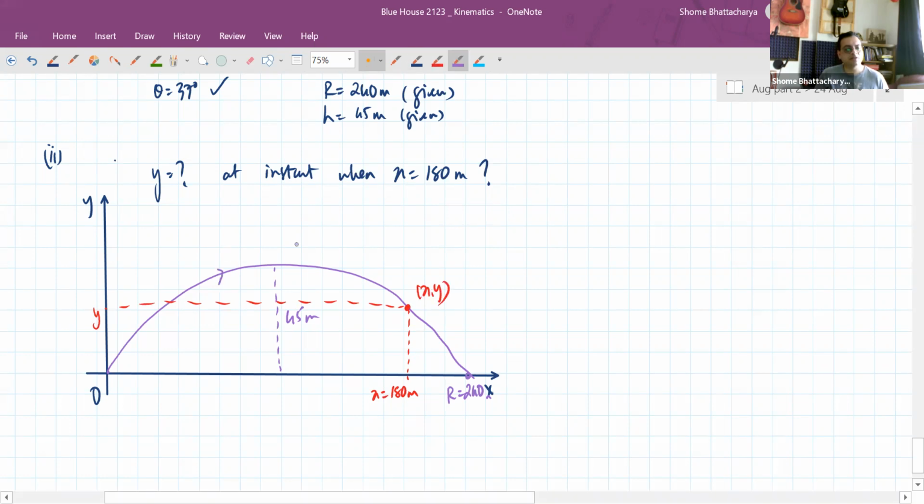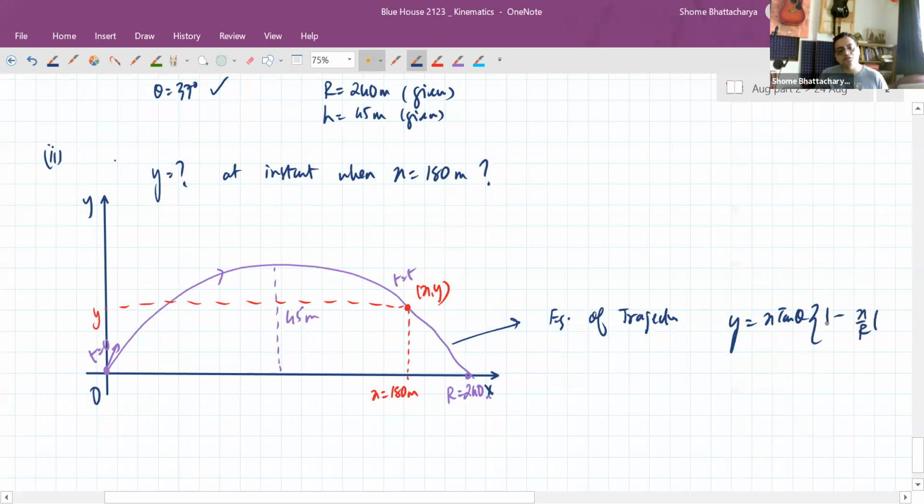So there must be some particular instant of time when this is happening. It was projected at t equal to 0. So we have to find this y. The easiest way is the equation of trajectory, which we already know now because we calculated theta in the previous part. We just need to substitute.